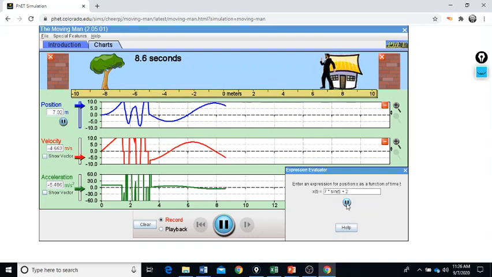All right, I leave it to you to explore Moving Man to your heart's content, and be sure to be thinking about the key physics ideas that will help you become a better student of physics, and that is the slope of a position time graph gives velocity, the slope of a velocity time graph gives acceleration, and the area underneath a velocity time graph gives displacement. So those are key ideas to think about.